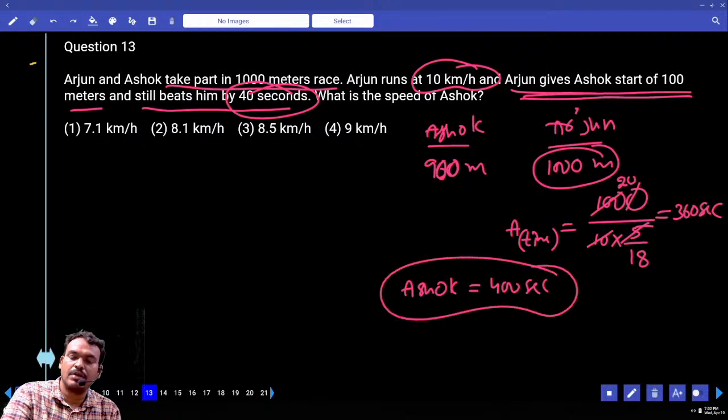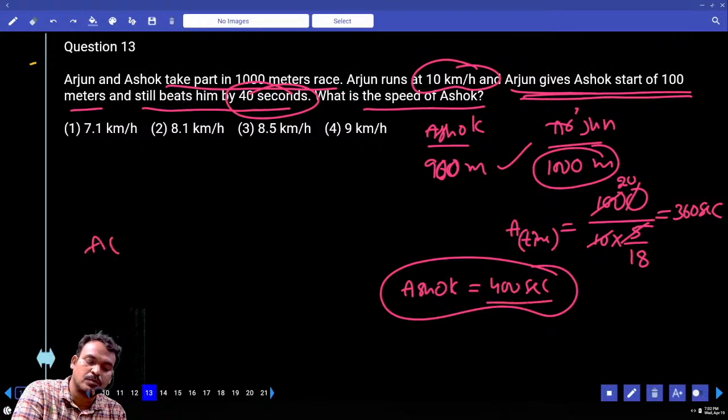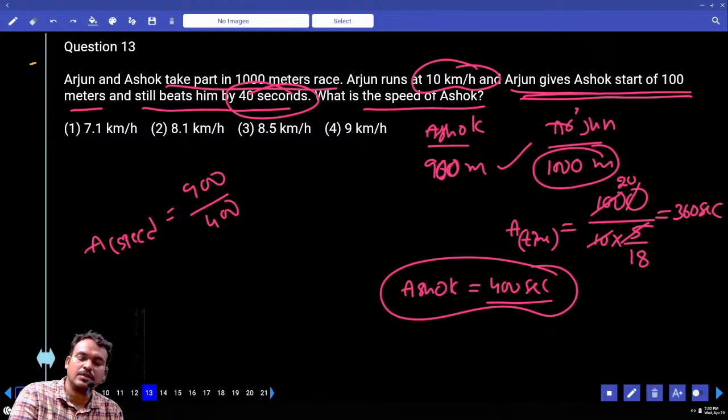So Ashok's time is how many seconds? 400 seconds. But we require which speed? Ashok's speed. What is Ashok's distance? 900. What is Ashok's time? 400 seconds. Then we can get Ashok's speed, or not? What is Ashok's speed? 900 by 400, and it is in meter per second.